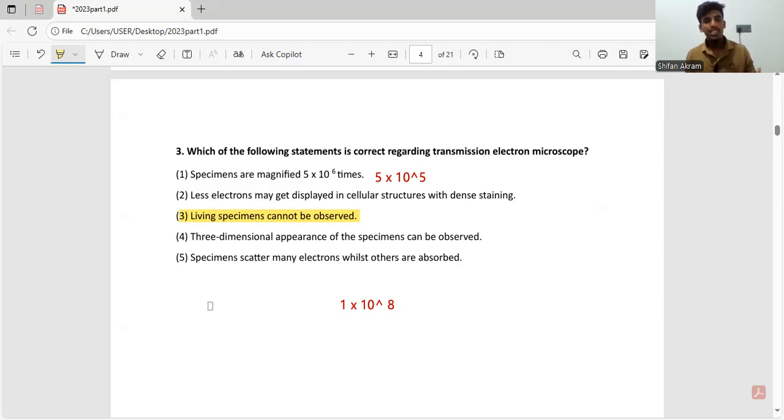And fifth answer, specimens scatter many electrons while others are observed. Okay, so in a transmission electron microscope, only some electrons are scattered. So these electrons go and knock over the stained areas, which are usually the organelles. So some electrons scatter and many are observed. So this statement is wrong. But this statement is actually correct for a scanning electron microscope. So in a scanning electron microscope, specimens scatter many electrons while others are observed. So the correct answer is the third one.